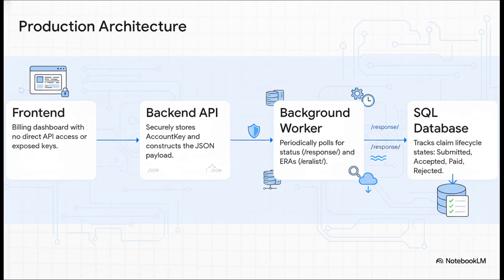Now pay close attention here, because this is how you build a system that works in the real world. Notice the separation of duties. The front end never touches the API key. It only ever talks to your own back end. Your back end handles submitting the claim. But the real key is step 3, the background worker. This is a separate process that's constantly polling ClaimMD for updates. This asynchronous design is crucial. It means your main app isn't just sitting around waiting, and your database is always up to date.